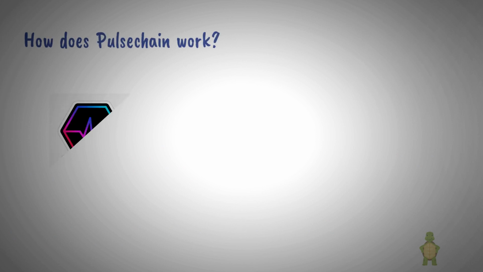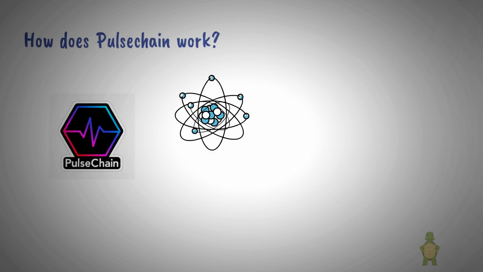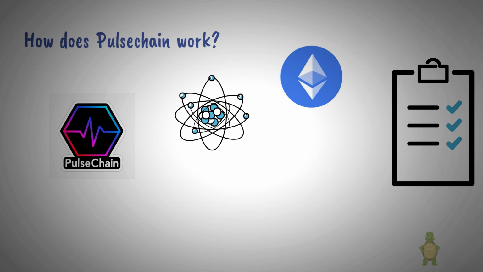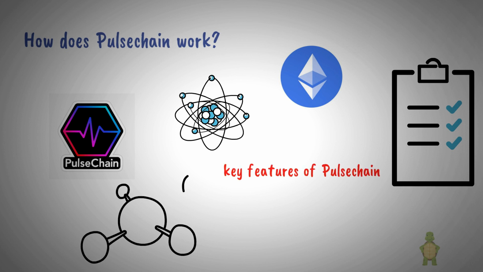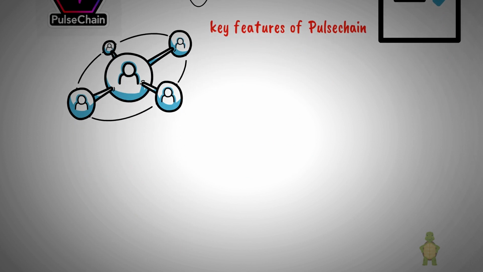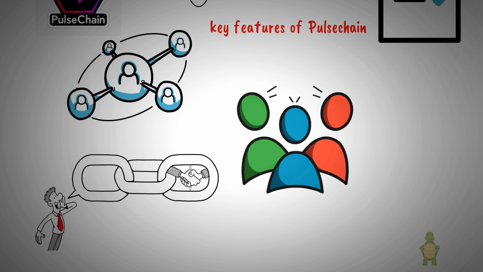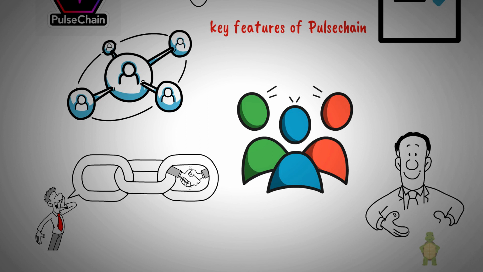PulseChain works by leveraging the existing infrastructure of the Ethereum network. PulseChain is a fork of the Ethereum network, meaning that it'll have many of the same features and capabilities as Ethereum, but with some added improvements. One of the key features of PulseChain is its ability to interoperate with other blockchain networks. This means that users can easily transfer assets and tokens between different blockchain networks without having to go through multiple exchanges or pay high fees.